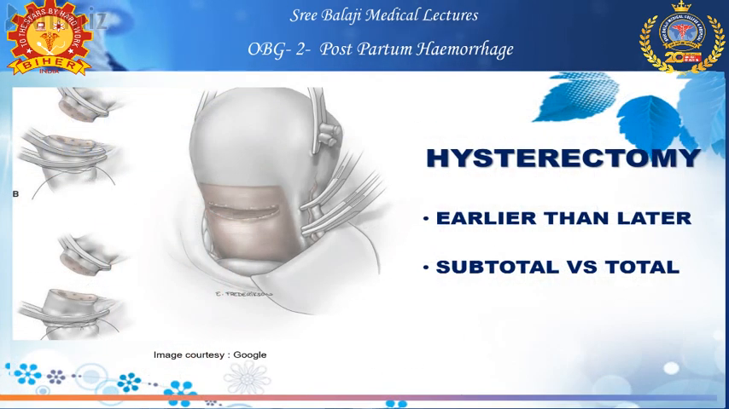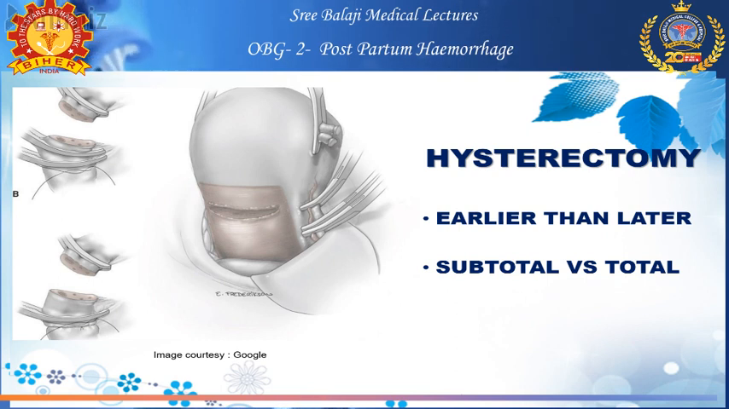Hysterectomy. It is a life-saving procedure and whenever hemodynamic stability of the patient is in question, it should be initiated earlier than later. Subtotal versus total hysterectomy. Total hysterectomy is removing the uterus along with the cervix, whereas subtotal hysterectomy is removing only the uterus, leaving the cervix in situ.